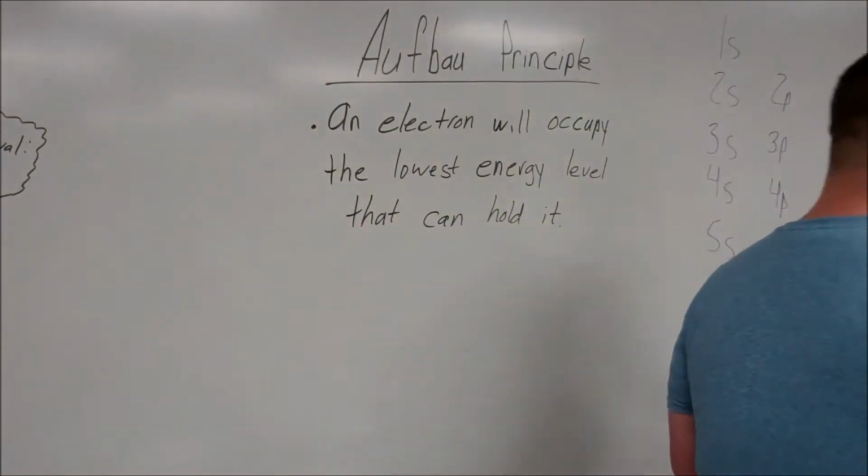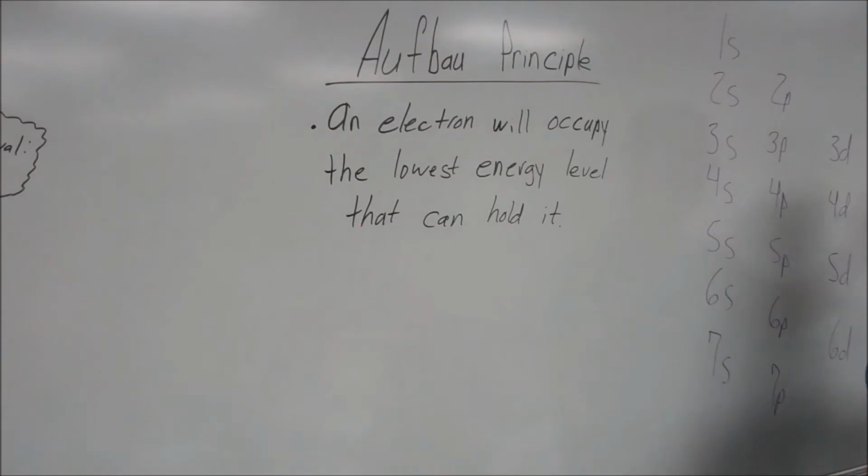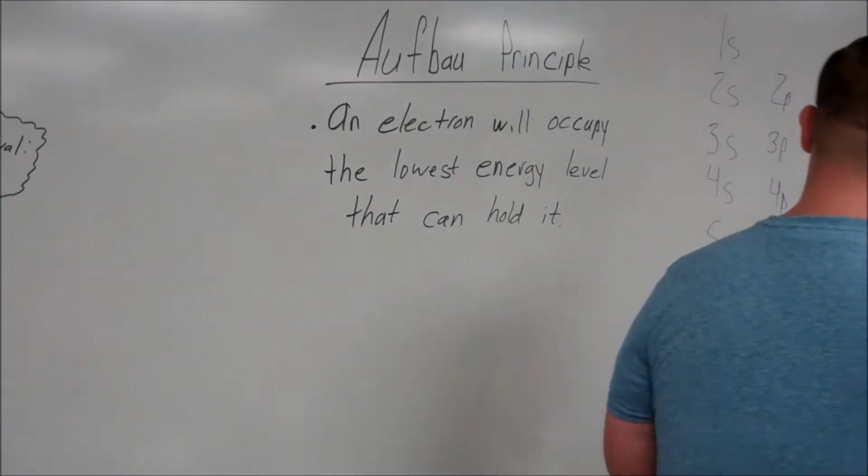Then after D comes F. Skip to 4. It starts at 4. 4F, 5F. So you're making a big triangle.